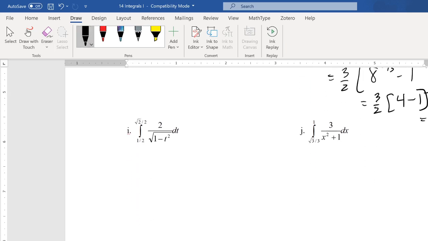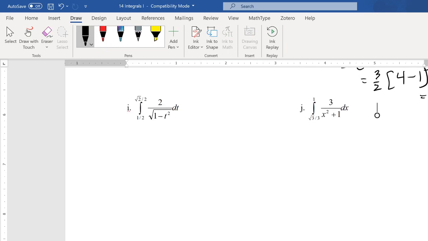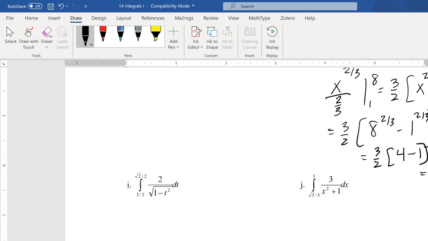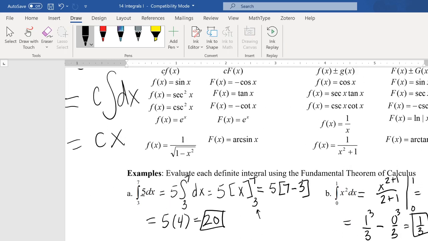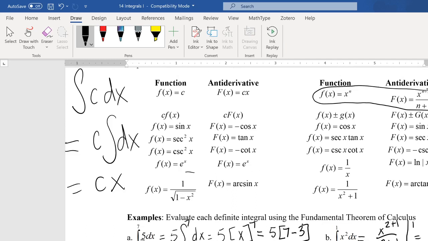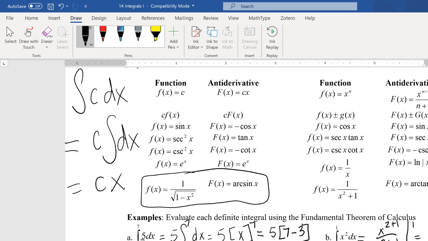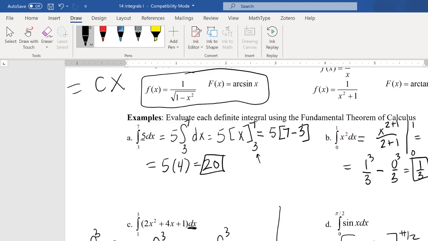So the next problem, we've got square root of 1 minus t squared. So let's scroll back up here. That looks an awful lot like this guy, except x is now t. So it says if I integrate that function, I get back arc sine.